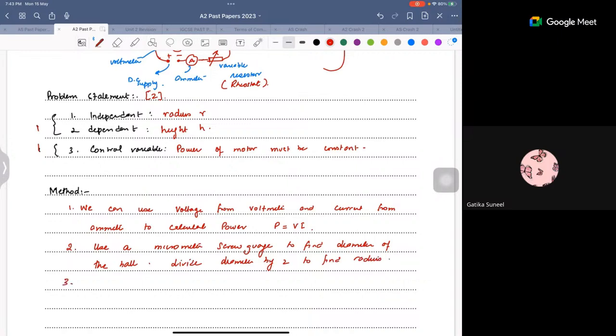Then third point, you were right about the distance, right? So you're going to say, I'm going to measure the distance h using the clamped meter rule. Now from where? From the top of the blower to the center of the ball, like that. I hope you guys understand that.